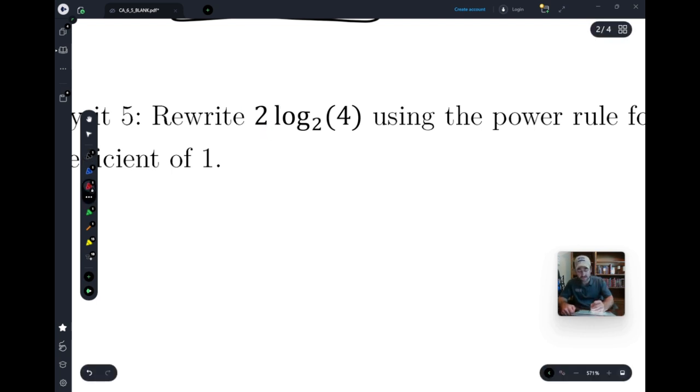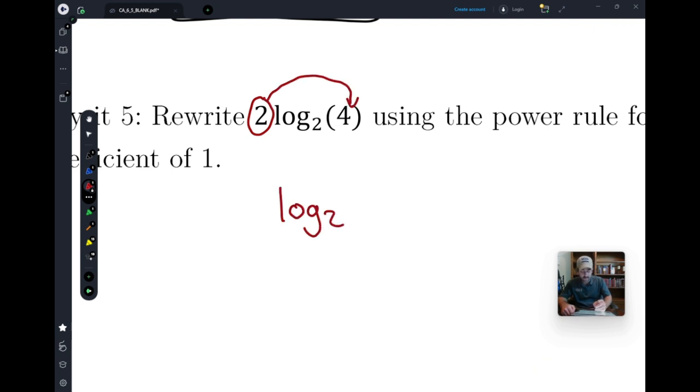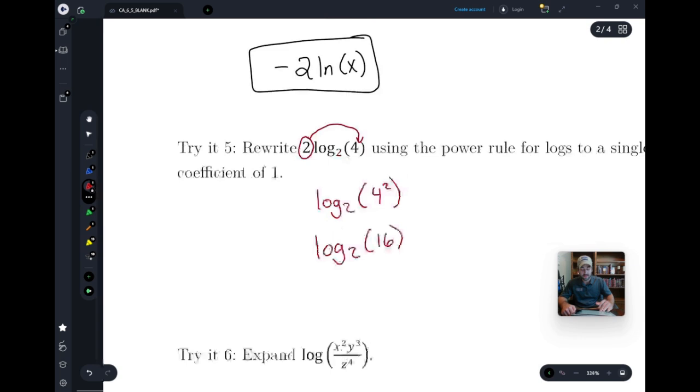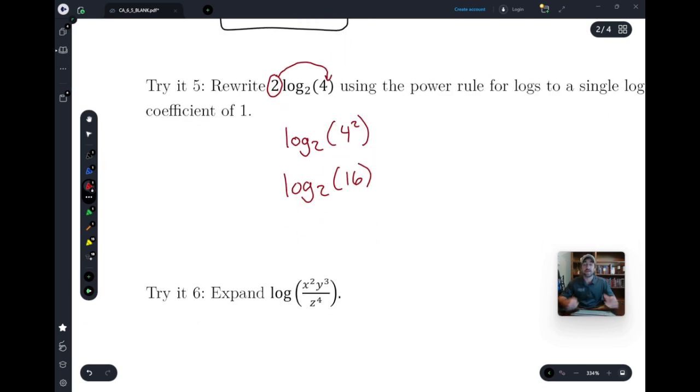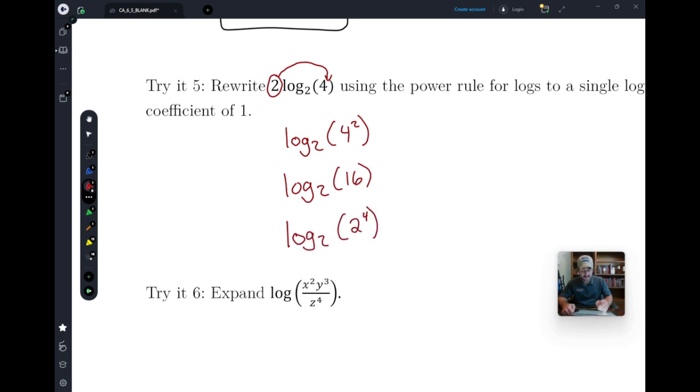We can reverse the rule we just learned and say that 2 can go to the inside. So we can be left with log 2 of 4 squared, which is log 2 of 16. And if you remember properties of logs, is there another way to write 16 that's really cool, that works with the base? So 2 to the 4th is the same thing as 16. And now since our bases match, we just end up with 4. And so we see that 2 log 2 of 4 is the same thing as 4.